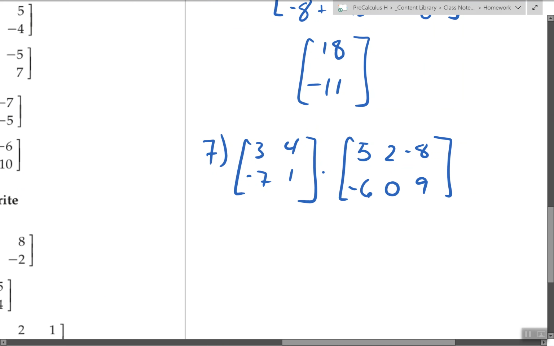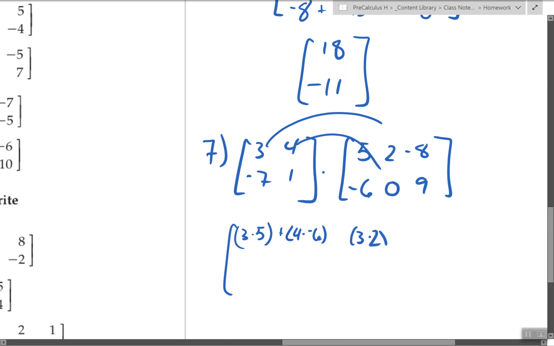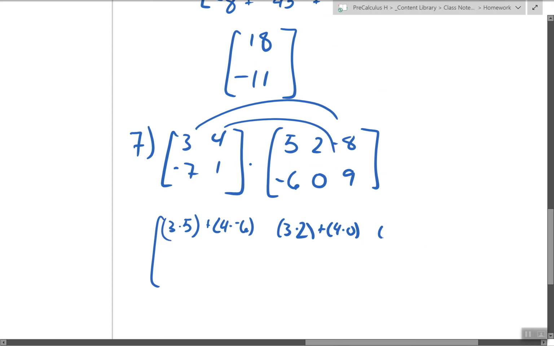So we go rows to columns. We'll go the 3 to the 5 and the 4 to the 6. So 3 times 5 plus 4 times negative 6. First row to the second column. So we have 3 times 2 and 4 times 0. And then we go to the last column. So we have 3 times negative 8. It doesn't matter, one of them's negative, plus 4 times 9.